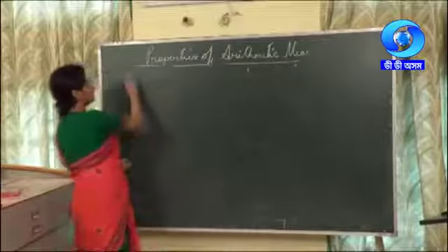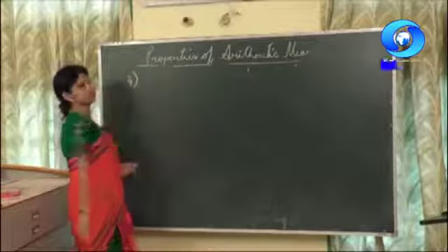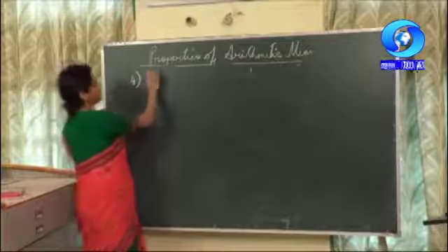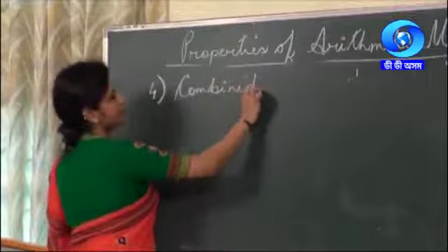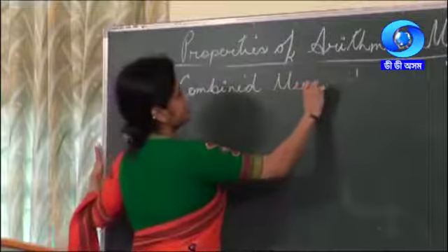Moving on to the fourth property, another very important property. We call it the property of combined mean.